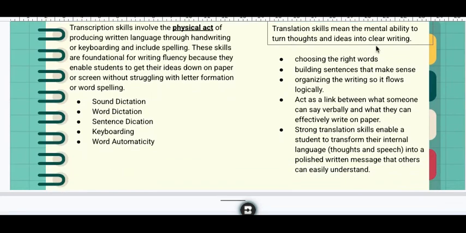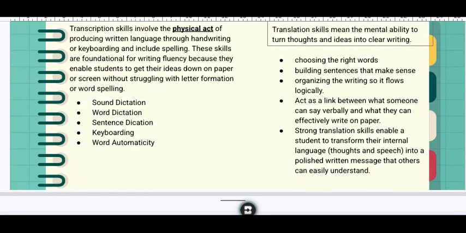We can support them with these skills by supporting them at the sentence level, helping them write clear, meaningful sentences, right? We have to support them with the organization of their writing so that it flows logically. We have to think about how what we're verbally saying can translate and transfer to our writing. Translation skills enable a student to transform their language, their thoughts, and their speech into a polished written message that others can easily understand, right?